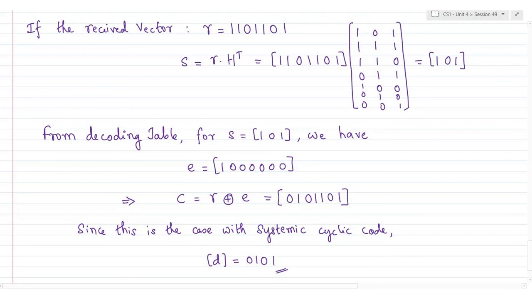Alright, so this completes the case with cyclic codes. We have done both non-systematic and systematic cyclic codes, both mathematically and conceptually, as well as with a few illustrations with specific examples of encoding and decoding. This completes the part on error control and correcting codes. Thank you.